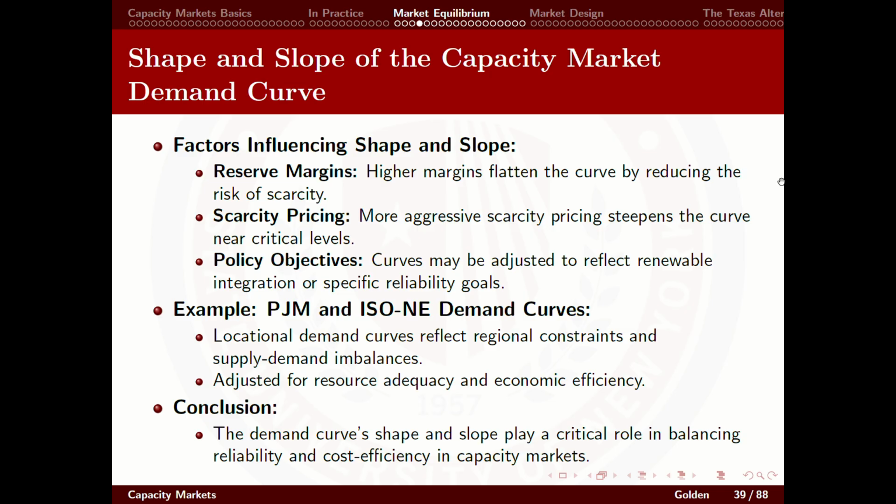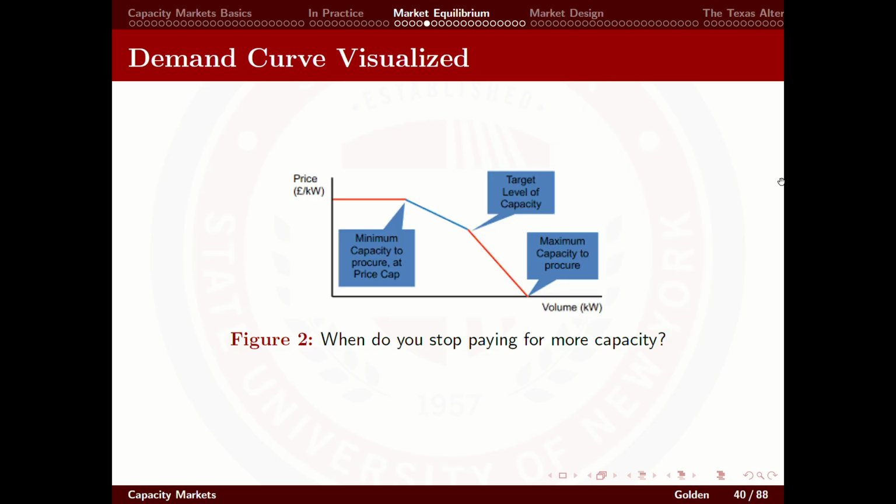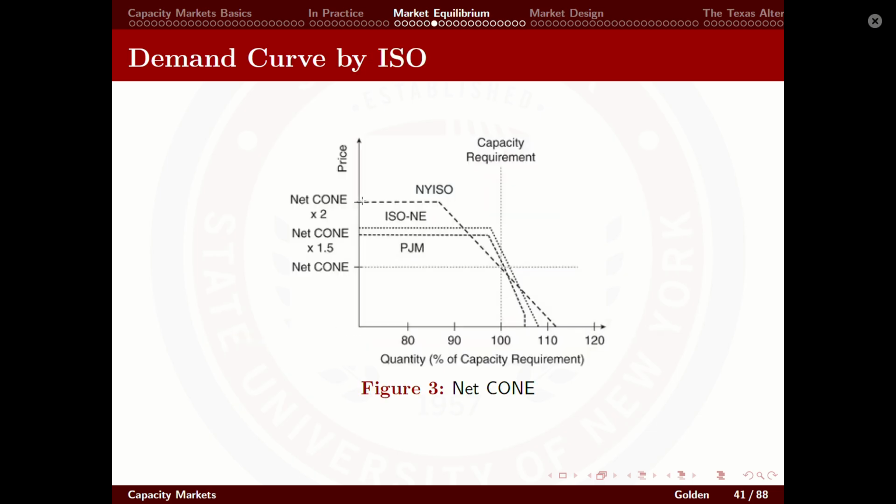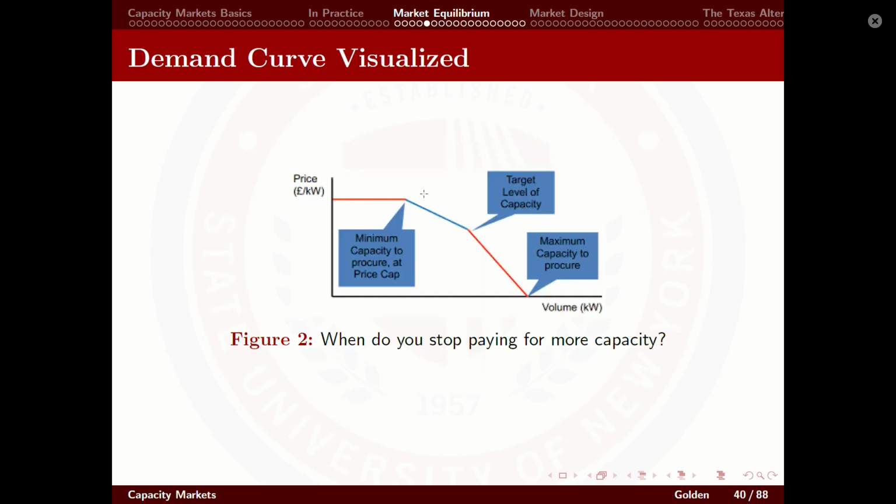PJM and ISO New England both had demand curves that interact with locational factors to take into account their regional constraints. NYISO also does this, and both have downward sloping demand curves that adjust for resource adequacy and economic efficiency. There's a good demand curve. In some ISOs, this is a vertical portion because you need this portion.